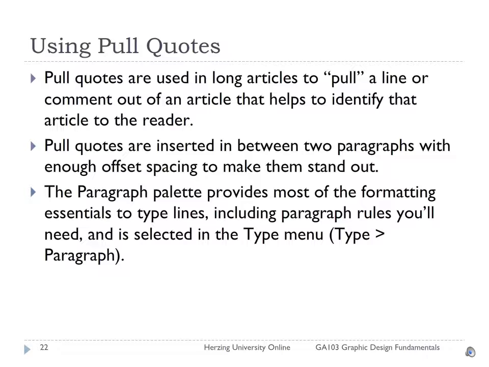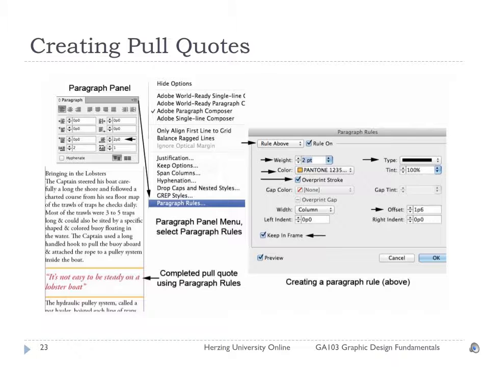The paragraph palette provides most of the formatting essentials to type lines, including paragraph rules you'll need, and is selected in the Type menu, Type, Paragraph. By accessing the Pull Quote option in the Paragraph palette, you can control color and format.